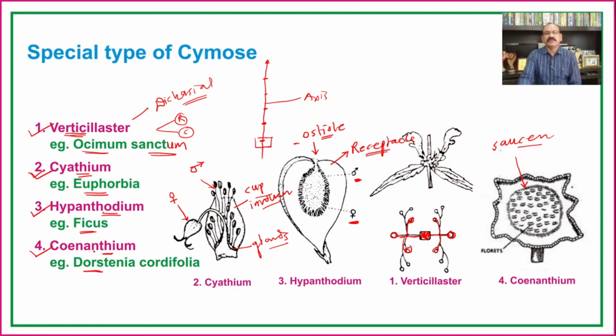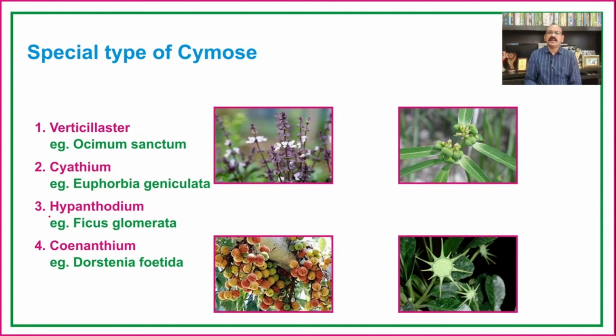So whenever you are going to see the different types of the inflorescence, here there are again many types. So this is an example of the Verticellaster inflorescence in the first diagram or the image, that is Ocimum sanctum. The second one, that is Euphorbia geniculata in the second image. Then Hypanthodium type of the inflorescence, that we are able to see they are the fruit-like bodies, but these are actually the inflorescence inside which there is the presence of many male and female flowers. And fourth one, that is the Coenanthium, that is the Dorstenia foetida. So here there is a presence of the saucer shaped type of the disc, and on that disc there is a development of the male and the female flowers.